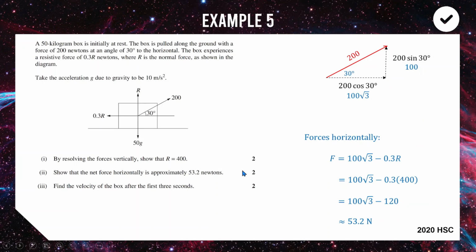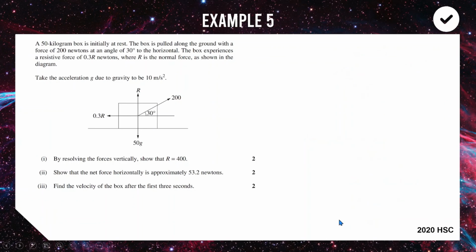Okay, part 3, find the velocity of the box after the first 3 seconds. So the box is not moving up or down, the box is moving horizontally. So to find the velocity, we're looking at the horizontal component, which is right here. So we're going to make a force equation. We've got force is equal to ma. We just figured out the force from part 2. We're just going to use the exact value rather than the approximation because we're not engineers, we're mathematicians. On the right hand side, we've got the mass of the box is 50 and the acceleration is equal to a.